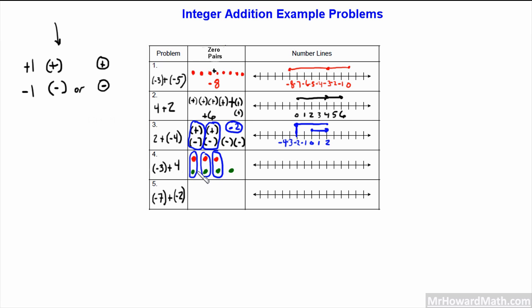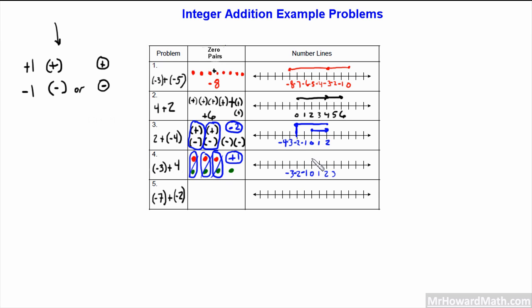What are we left with? We can mark these out. We're left with 1, and it's green, so it's positive. So our answer is positive 1. Right? Let's come over here to our number line. Do 0, 1, 2, 3. That should be enough. 1, negative 1, negative 2, negative 3.